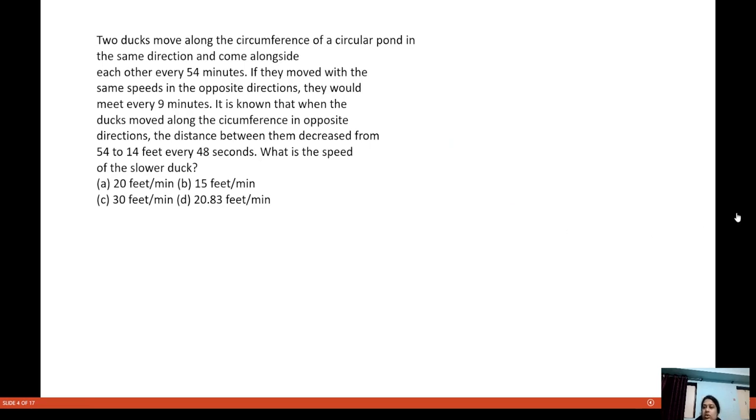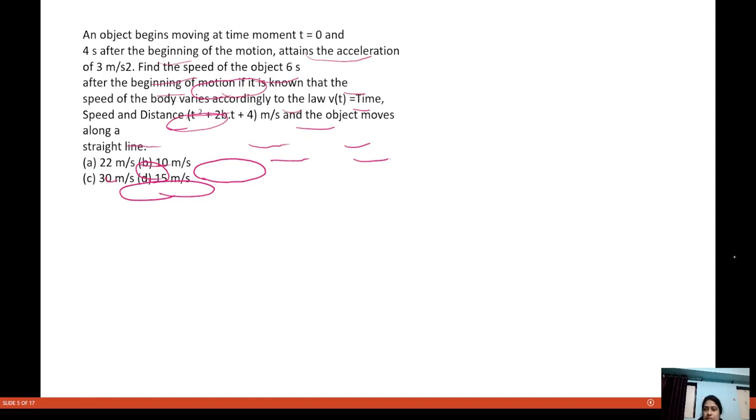Now look at this question. What this question is saying: two ducks. What is the speed of the slower duck? See, look at this question.